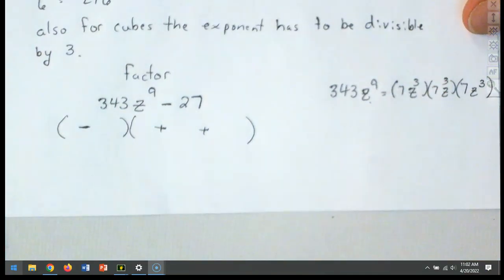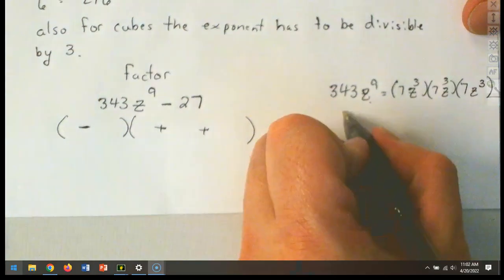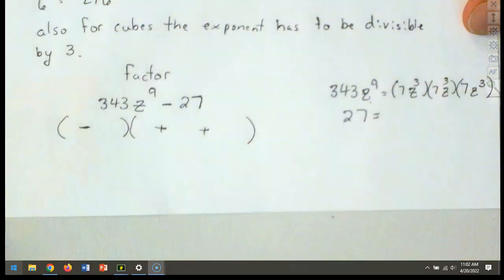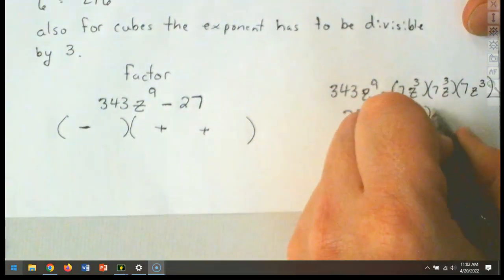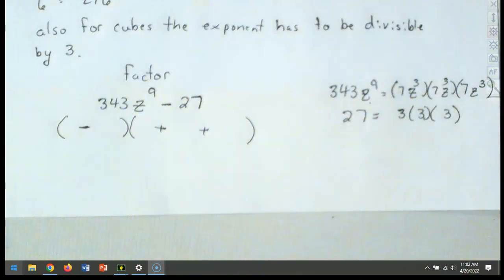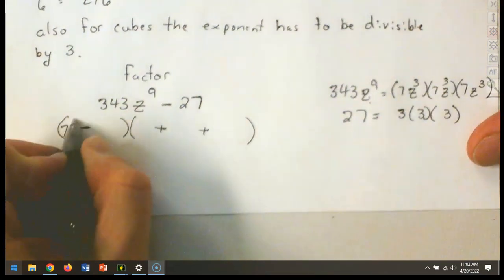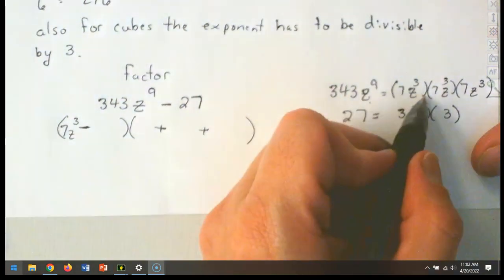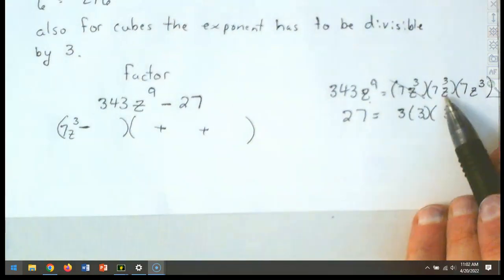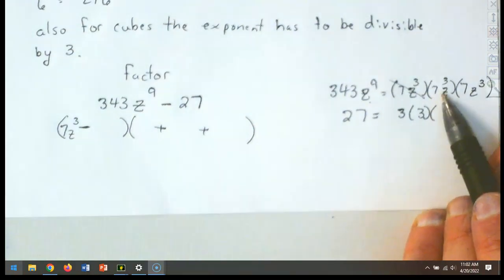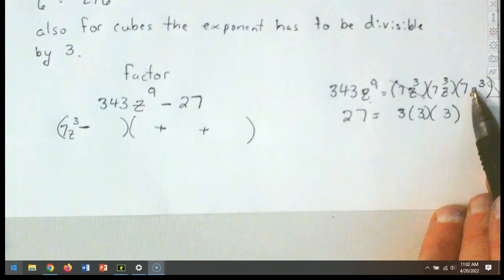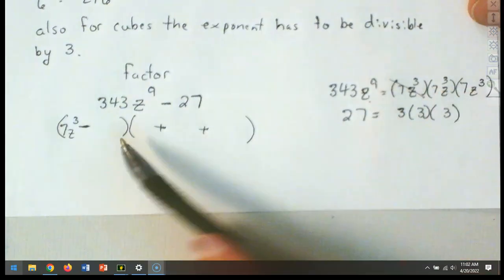Is everyone okay with that so far? What about the 27? That one's easy. 27 is 3, 3, and 3. Now, as we use the pieces, we're going to cross them off. We start off with the 7z cubed. So that goes there, and that's gone. Now, what's left over? 7z cubed and another 7z cubed. So we multiply them together, and they're going to go there.